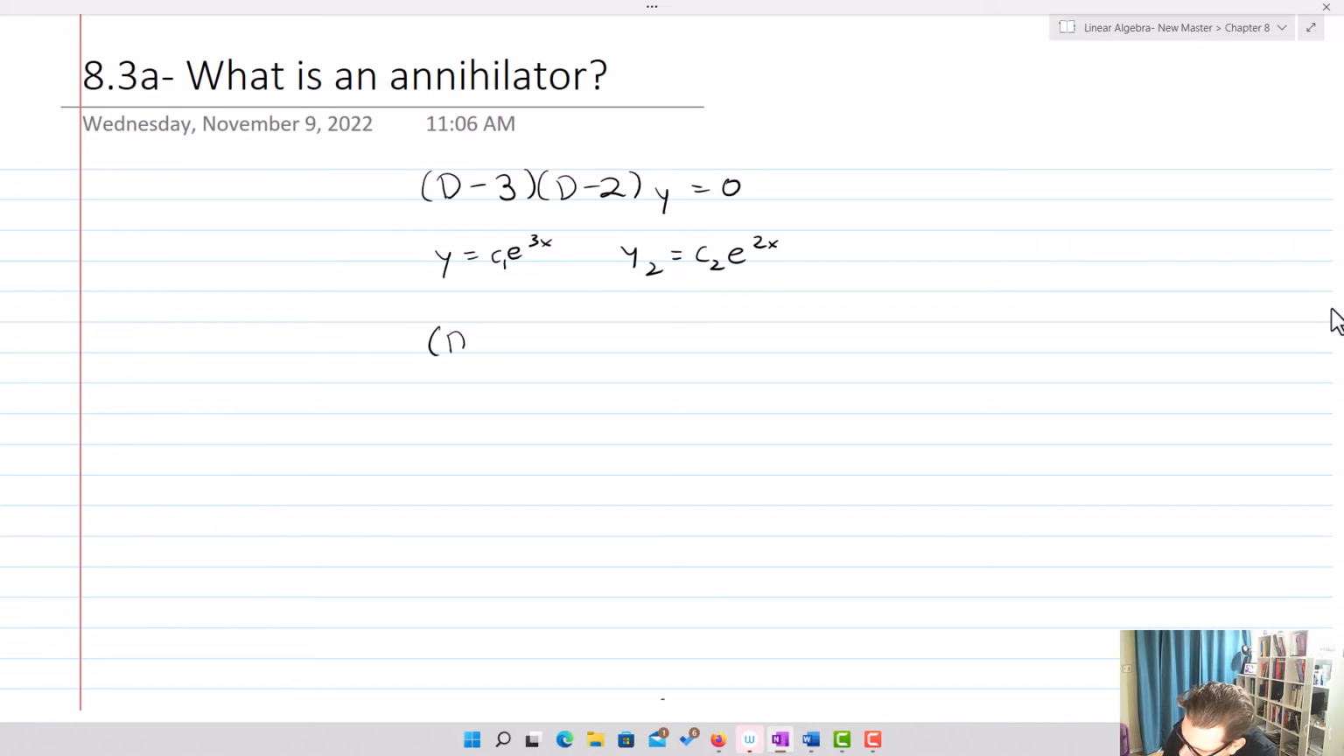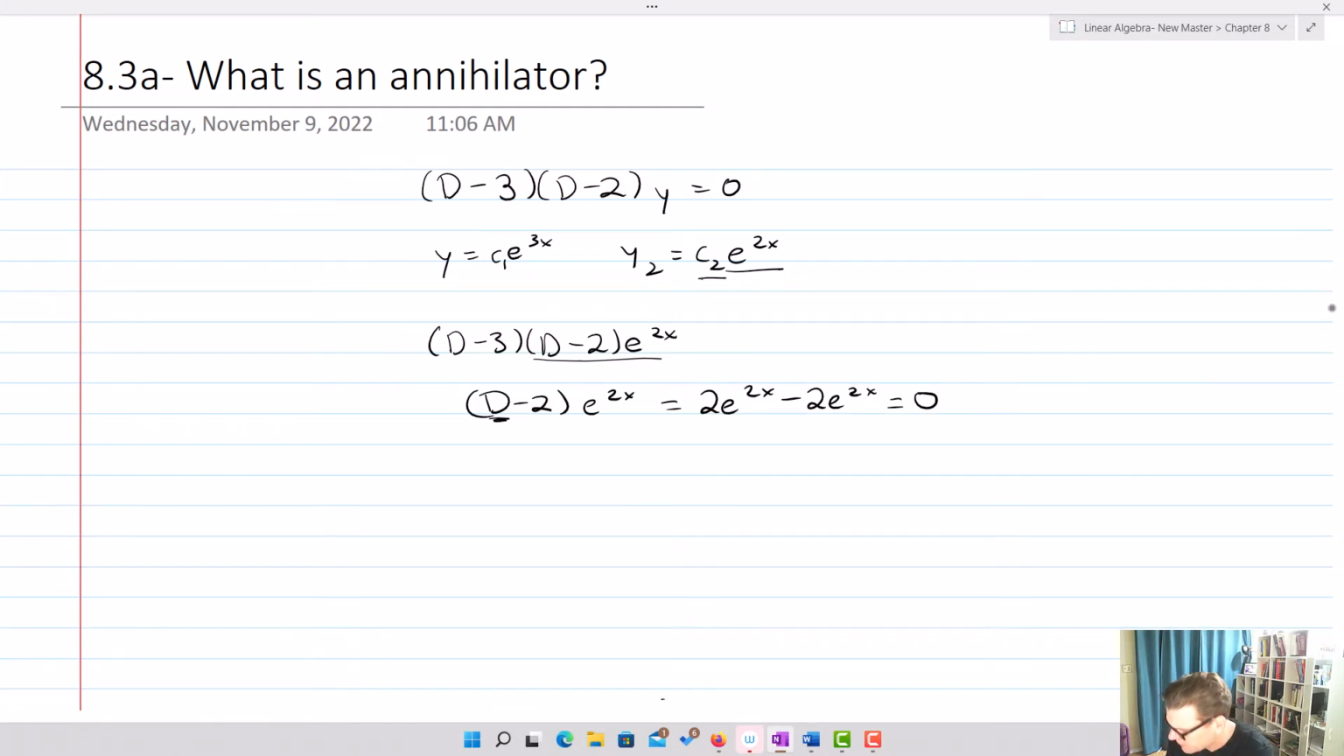If we take (D - 3)(D - 2), and let's say we operate on e^(2x). Without loss of generality, we can eliminate the scalar. It doesn't really matter because we're taking derivatives, and scalars can just be pulled out of derivatives. So let's just consider e^(2x). If I take (D - 2)e^(2x), this is going to be the first derivative of e^(2x), so that's 2e^(2x) minus 2e^(2x), and that equals 0.